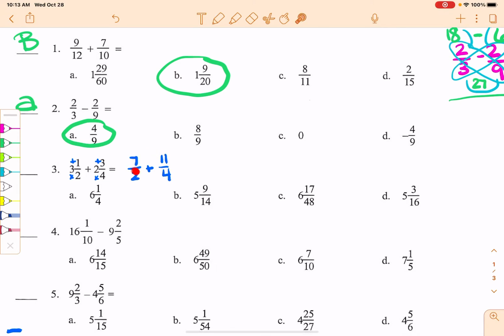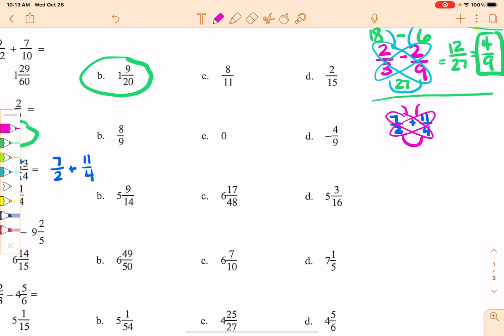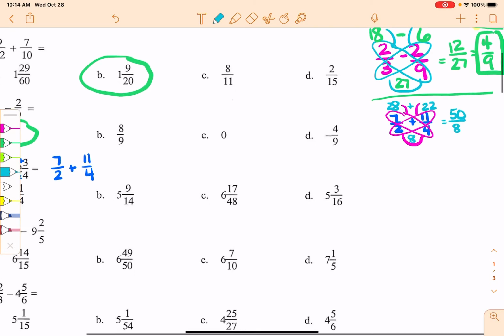Now I can take these pieces and go over to the side and set up the butterfly method. So I have 7 over 2 plus 11 over 4. So 7 times 4 is 28. Oops, let me change color here. 2 times 11 will be 22. So those two together would be 50. On the bottom, 2 times 4 is 8. It's going to be over 8.